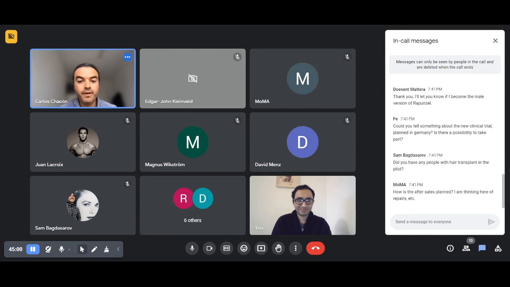Sam, did you have any people with hair transplant in the pilot? We did not. That doesn't mean anything about hair transplants. It was part of our exclusion criteria. So you can imagine that in these trials, if you want to make sense of the data that comes out, you need to be very strict in terms of what can and cannot be allowed.